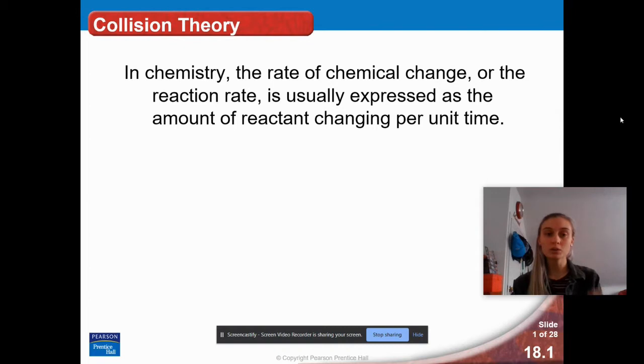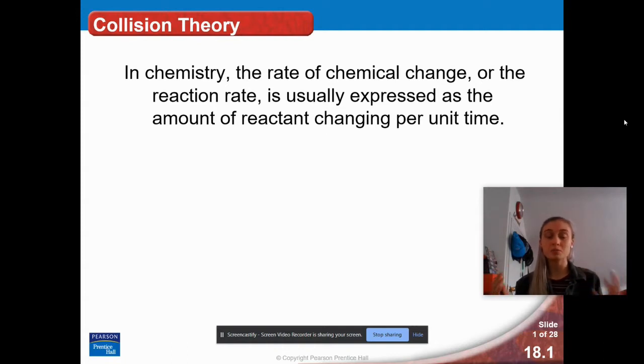So what we're going to be talking about in this chapter is how reactions happen. So spontaneous reactions, non-spontaneous reactions, how that kind of happens, how we can make reactions occur faster, how we can make reactions happen at all, and what we call the collision theory, which is basically how and why reactions are able to occur.